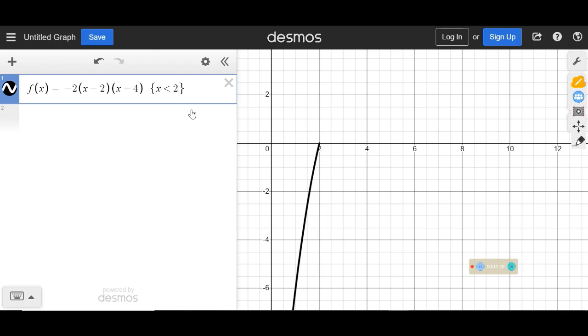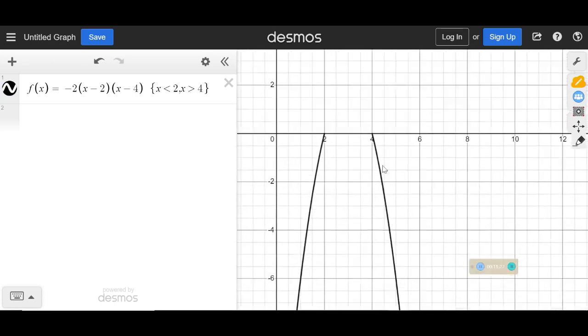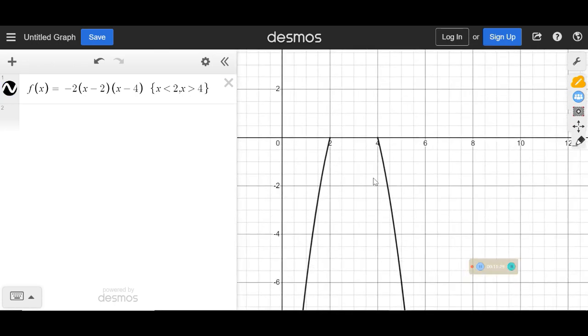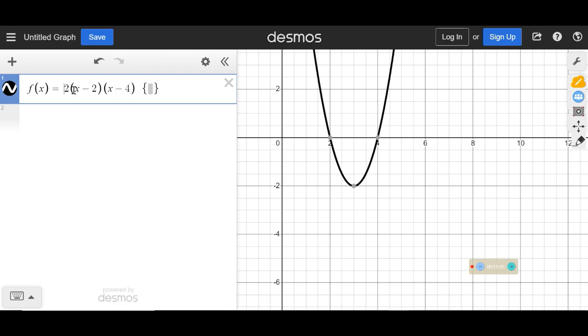So to do more than one region, what you do is you put a comma, and then if I put x greater than 4, you can see that it shows us those 2 parts. So we can see that now we're looking at the parts of the function that are negative. This would be a response to a question that we'll have on our upcoming assessment about this. So let's do one more example before we move away from this topic.